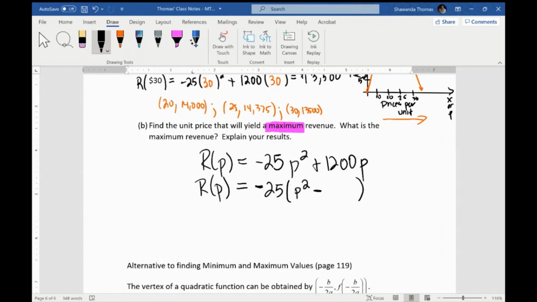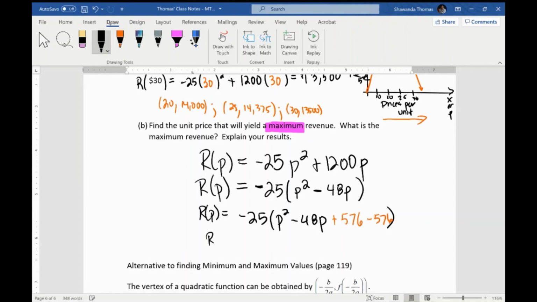48. 48 p. All right. Try to do this real quickly because I know we're out of time. Negative 25 times p squared minus 48p. What do we put inside the parentheses? You divide negative 48 by 2. So that's, yep, negative 24. And then do what with that? You got to square it. Square it, so it's 576. Very good. Minus 576.